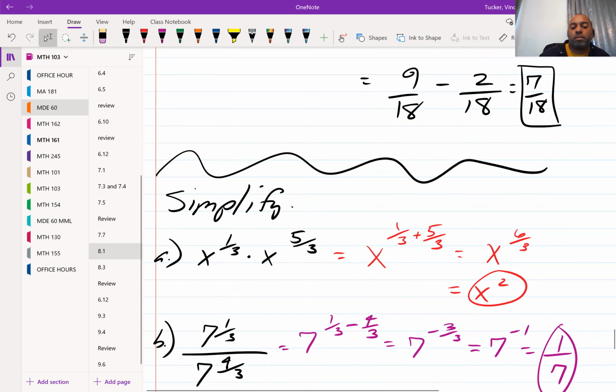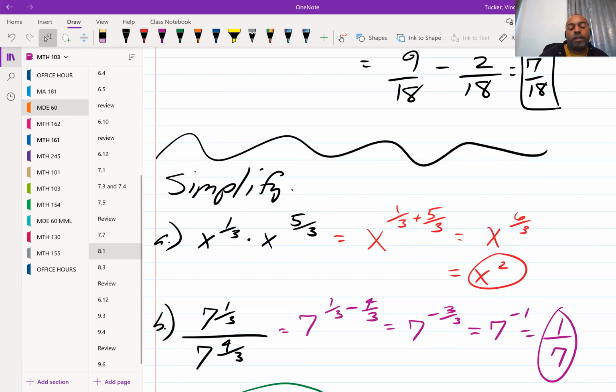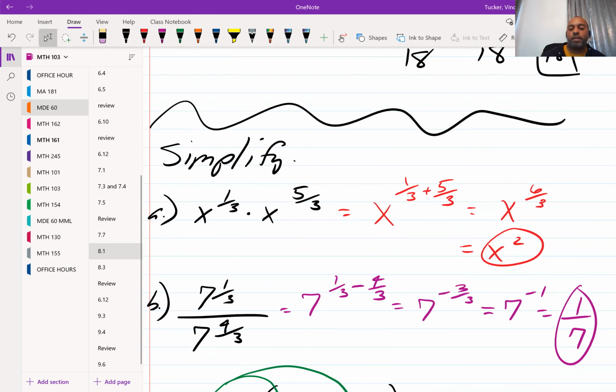All right. Next one, we have 7 to the 1/3 over 7 to the 4/3. So this time we're dividing. Once again, hold true to your exponential rules. Whenever you're dividing, you're subtracting your exponents. So that's what we did right here. 1/3 minus 4/3 is going to be negative 3/3. Negative 3 over 3 is just negative 1. And to make that positive, drop that 7 to the negative first power down to your denominator. So it'd be 1 over 7. Any questions?